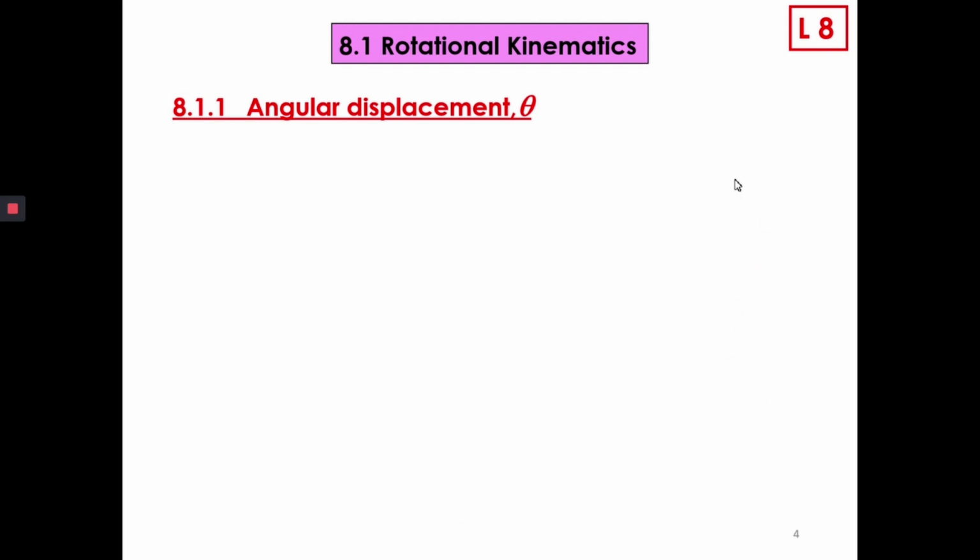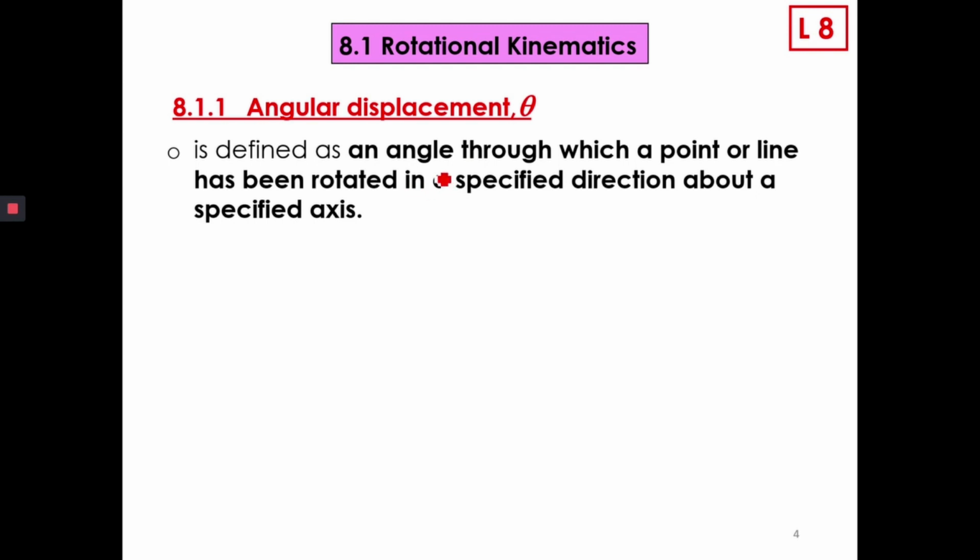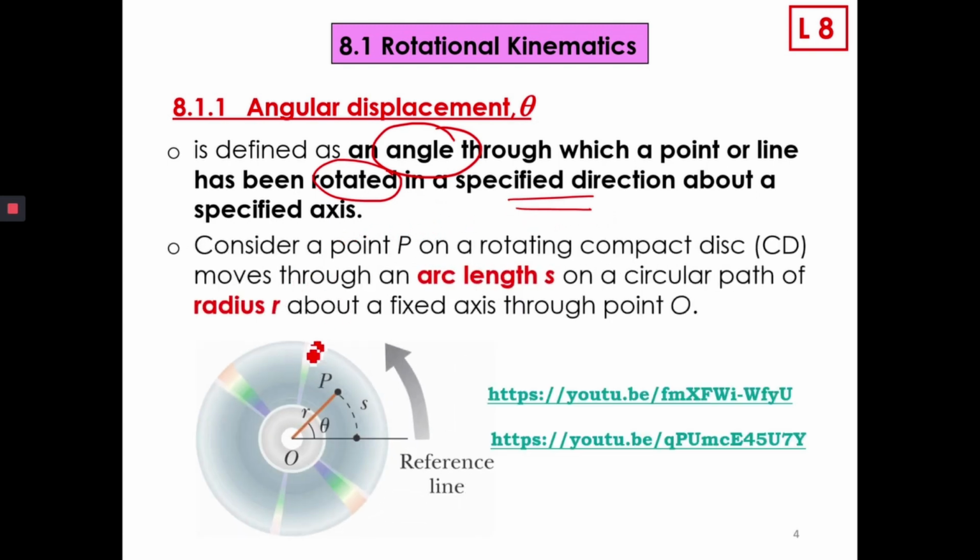Okay, start with the first subtopic, 8.1. Angular displacement is defined as an angle through which a point or line is rotated in a specific direction. So consider a point P on a rotating compact disc, moving through S along a circular path of radius r about a fixed point. This is what we have learned in chapter 6.